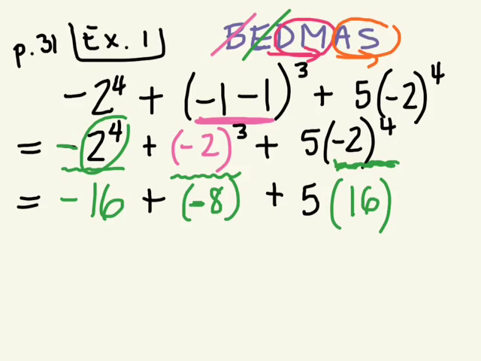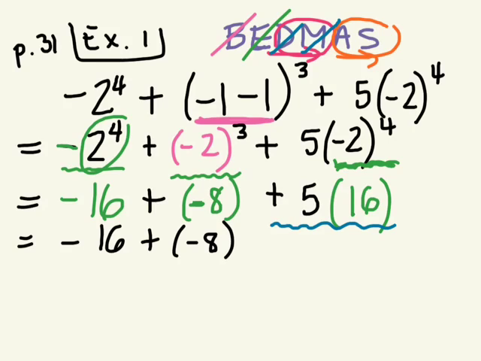Back to BEDMAS. Do we have division in this question? No. Do we have multiplication? Yes. So let's simplify the multiplication first. Which part is the multiplying? 5 times 16. So we are going to keep -16 plus -8. What's 5 times 16? Positive 80.